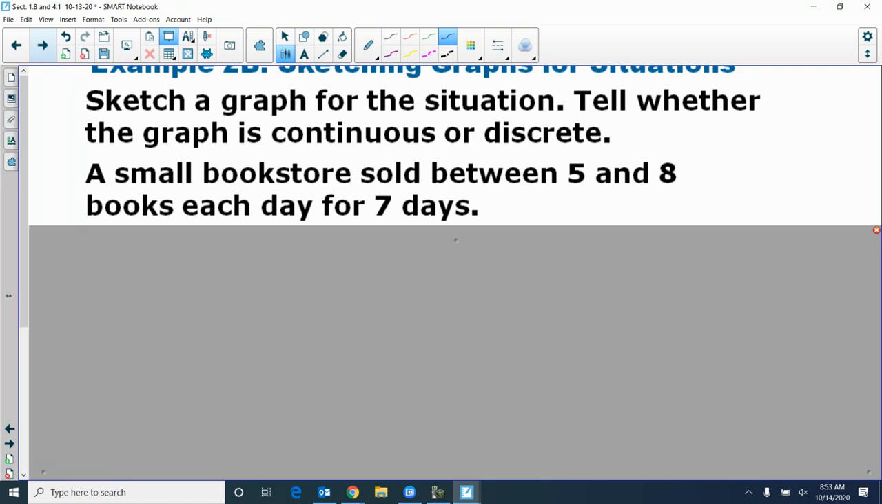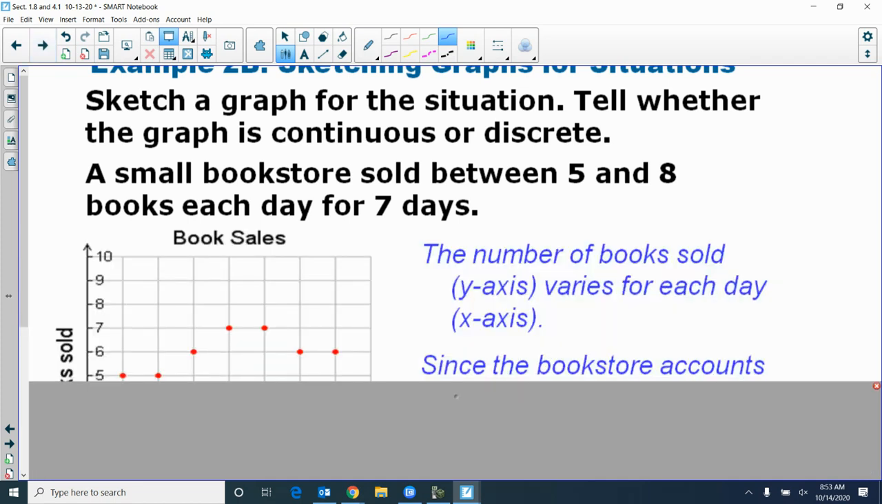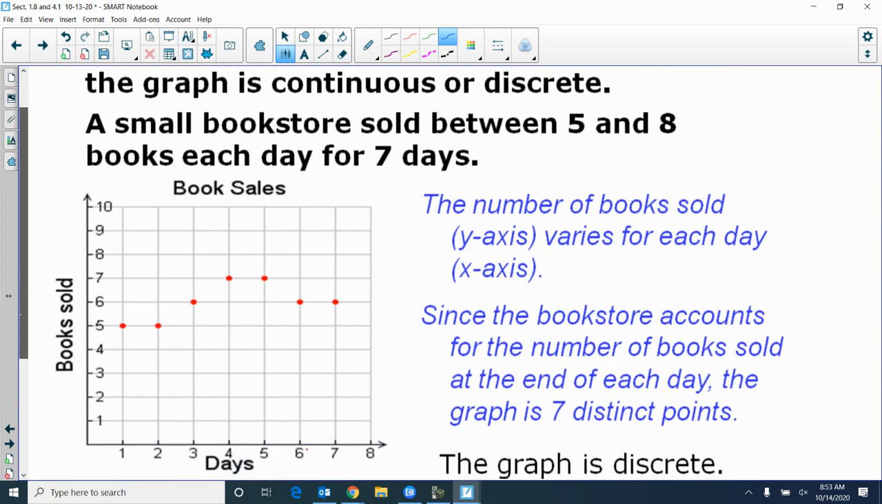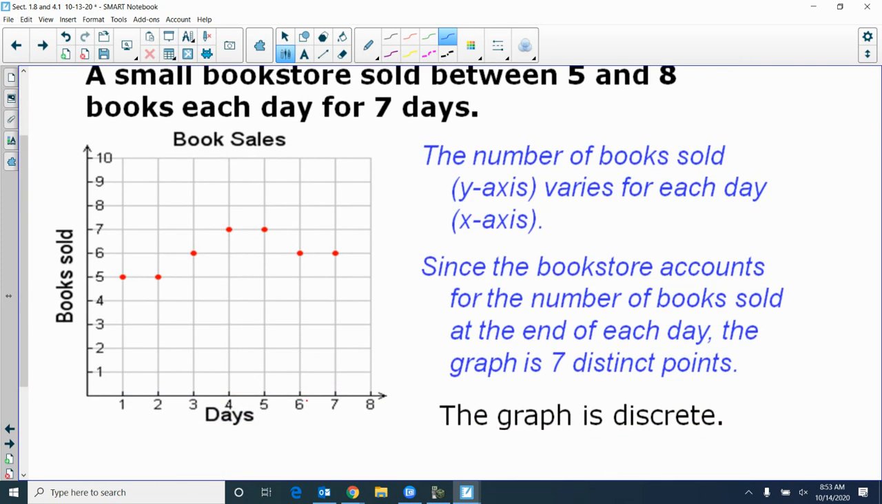So would you say that situation is continuous or discrete? Discrete, because it's not like a temperature or a heart rate. This is the number of books sold. You can't say how many books you sold after 3.5 days. It's got to be 3 days, 4 days, and 5 days. So that would be a discrete case.